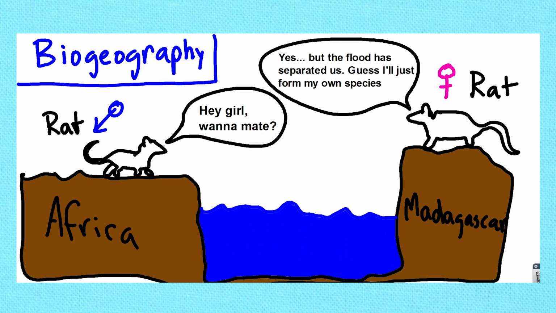So the rat on the left can't breed with the female rat on the right. He might continue to evolve and naturally select traits on the left. The female on the right in Madagascar is going to select her own traits. This one rat species could actually diverge into two different species over time because they are now separated and can no longer combine their DNA. So they evolve on their own.